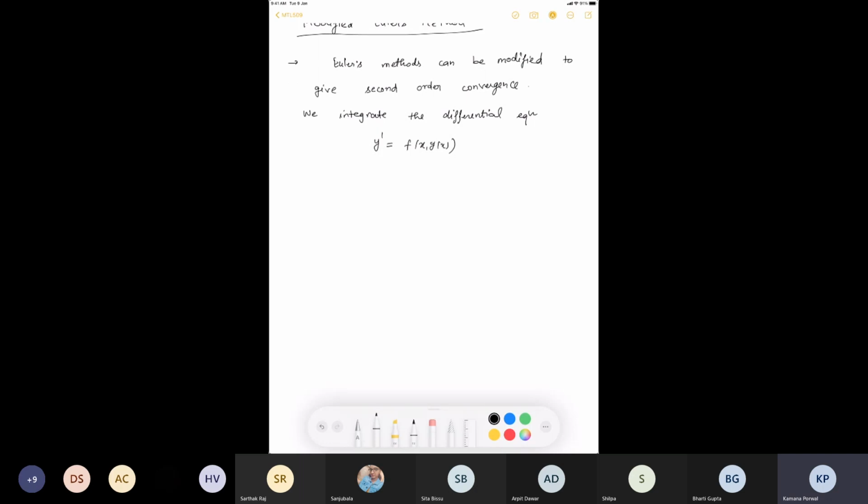And what are going to be the limits of the integration? We are going to integrate from xk to xk plus 1. And what will we get? If we integrate the left hand side, this will give us y at xk plus 1 minus y at xk. I'm taking the y at xk to the right hand side. And then I will have the integration of this term.